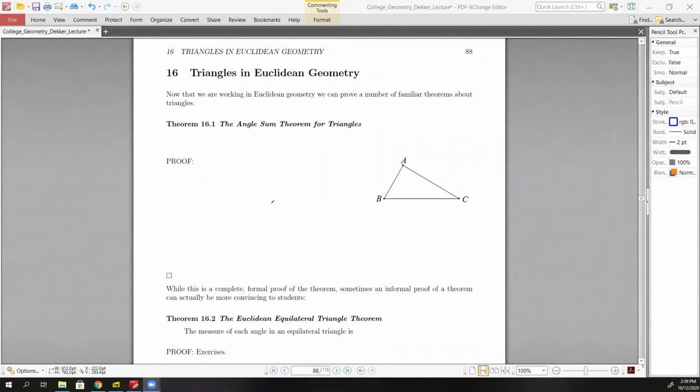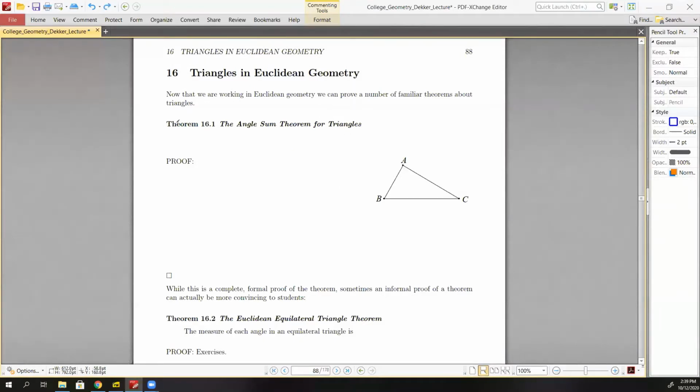Welcome to geometry. We want to take a look at section 16 today, triangles in Euclidean geometry. As a result from the previous section, we can begin to work with triangles and come up with some results about triangles. In particular, the measure of the interior angles, their sum is 180 degrees.